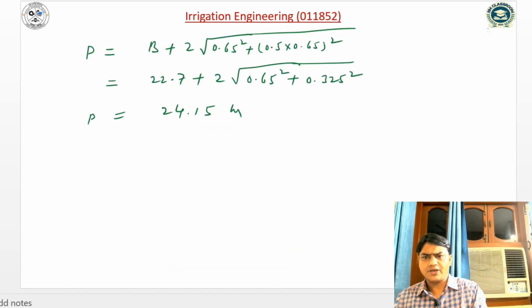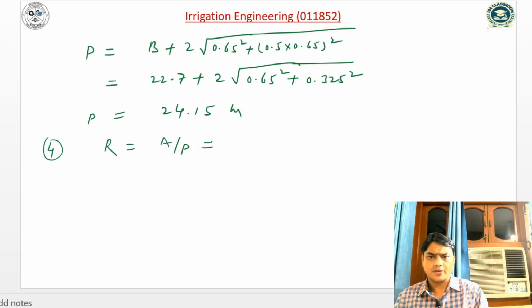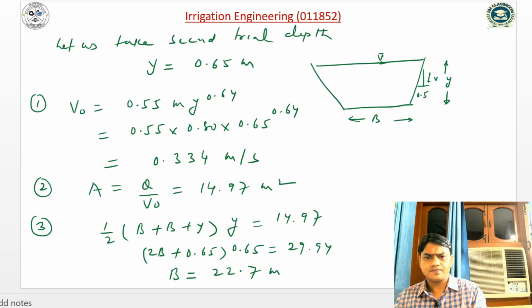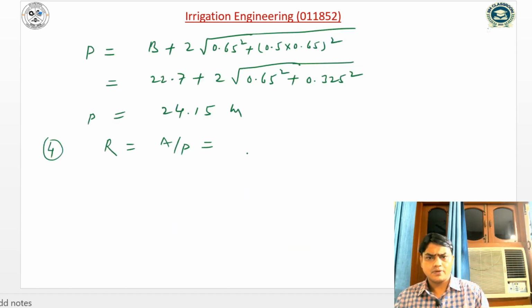So the hydraulic radius can be computed as hydraulic radius is equal to A by P. So area is 14.97 divided by 24.15. So it is 0.62 meter.